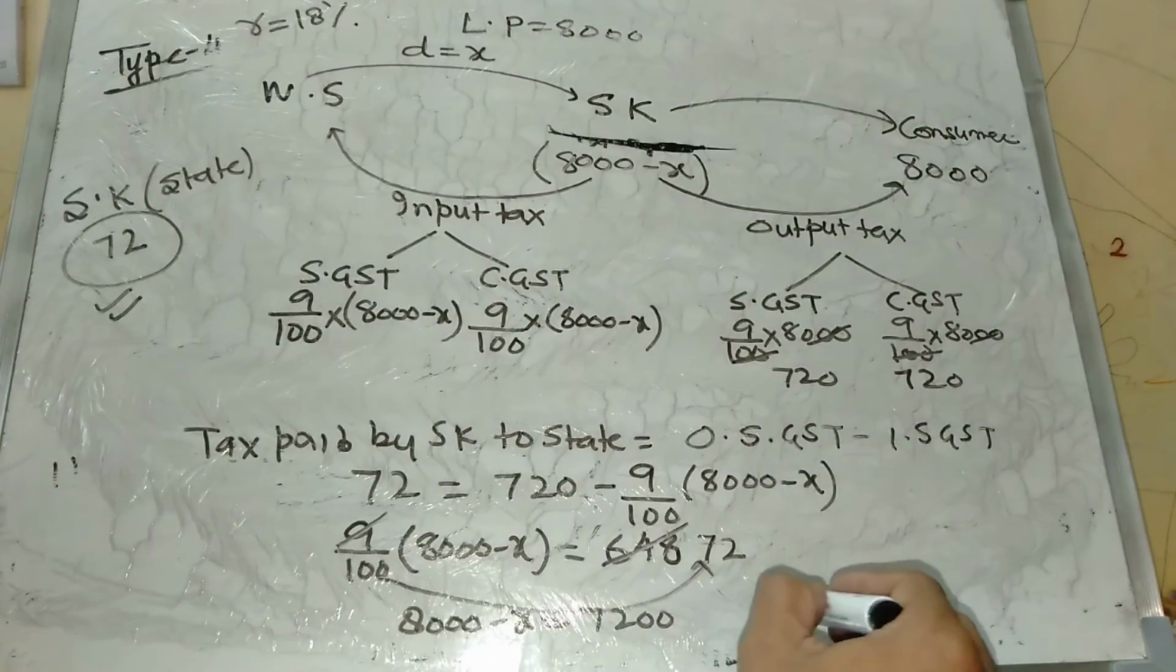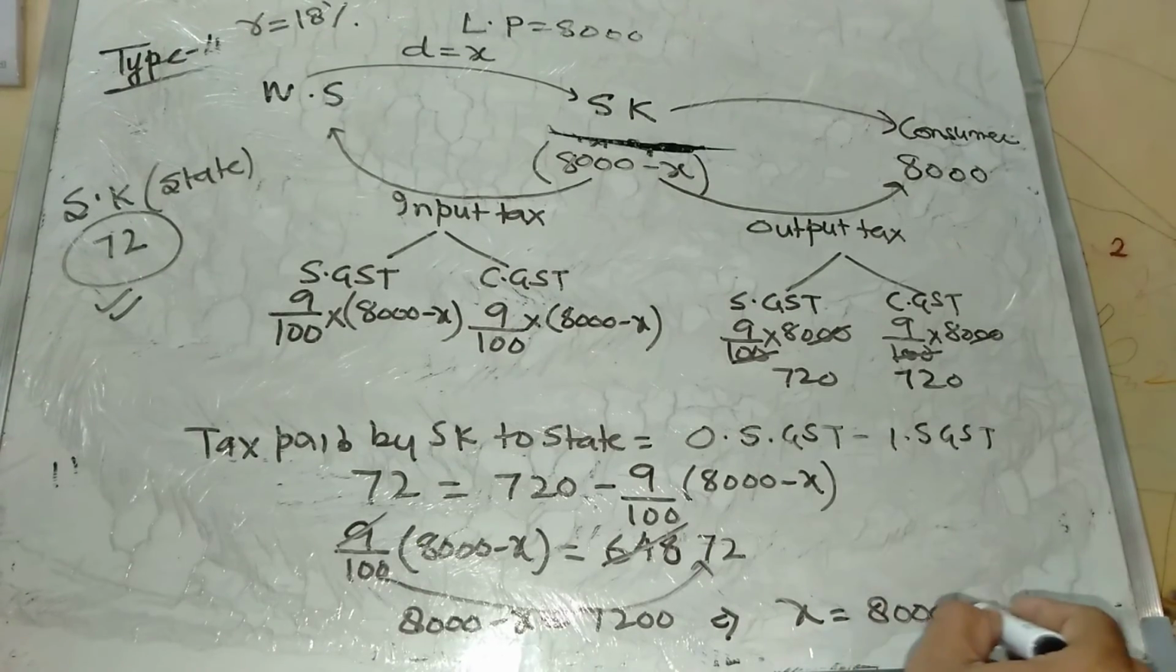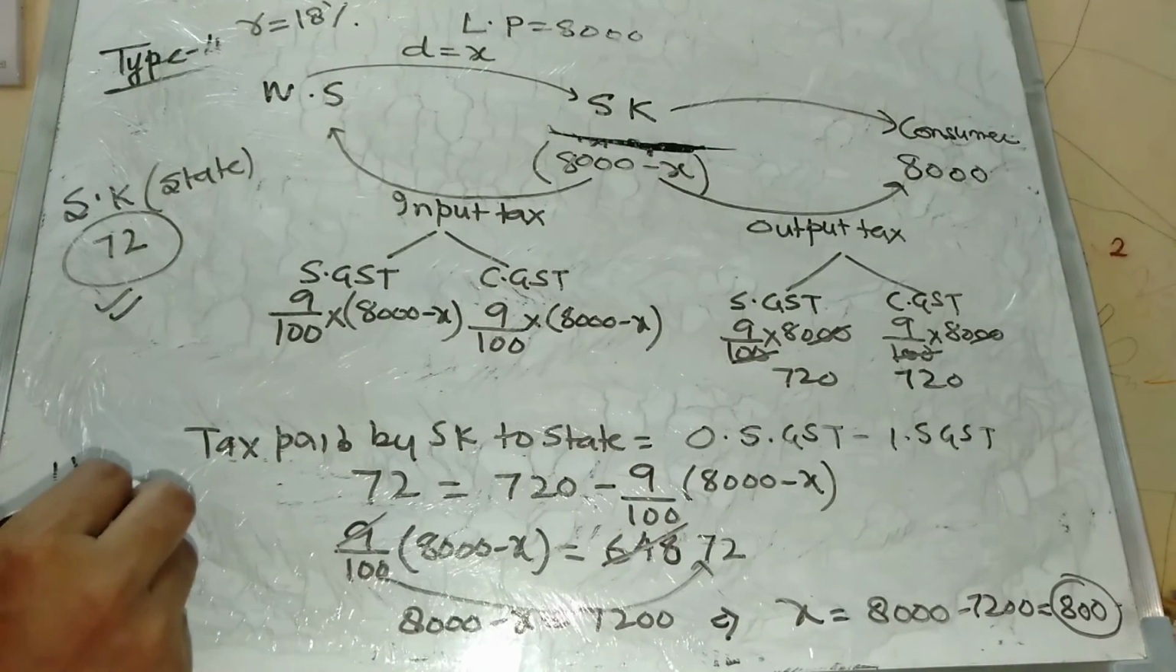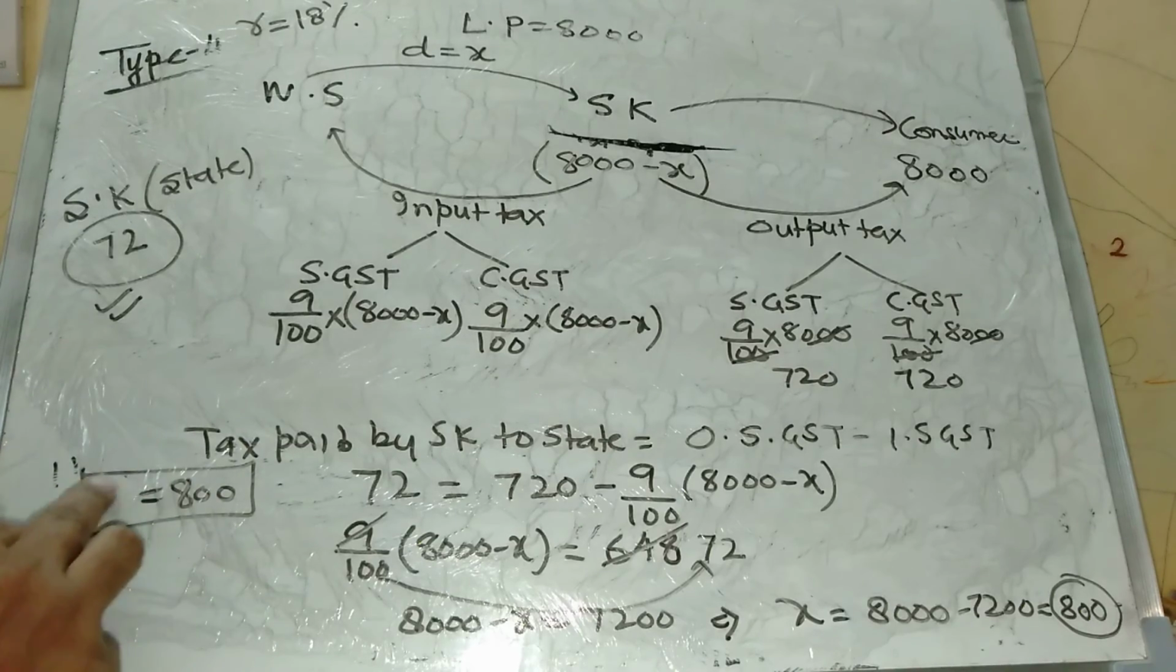So X is equal to 8,000 minus 7,200, that is 800. So we get discount of rupees 800, means X is equal to 800. Now here we have to find out the discount percent.